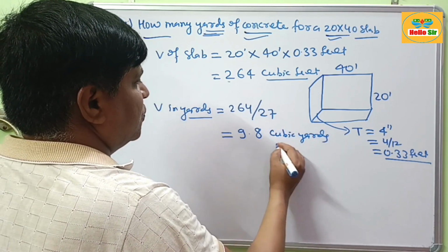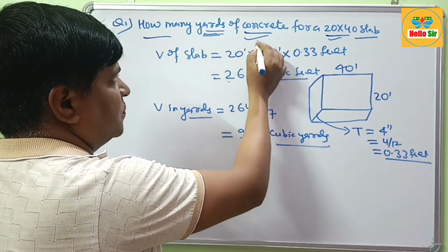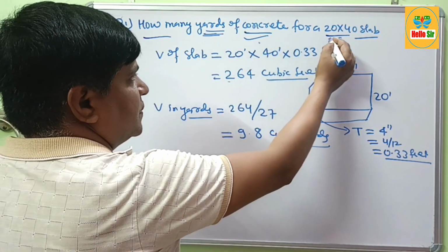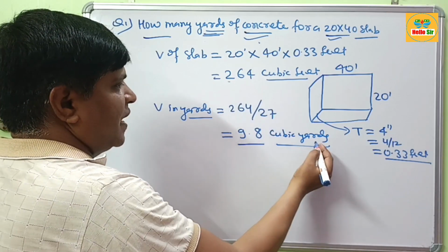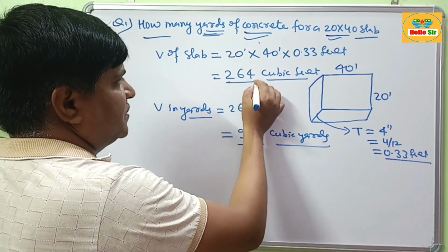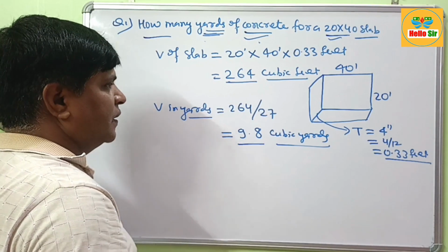It means your question is how many yards of concrete do I need for a 20 by 40 slab. You need about 9.8 cubic yards of concrete, or 264 cubic feet of concrete, for this slab.